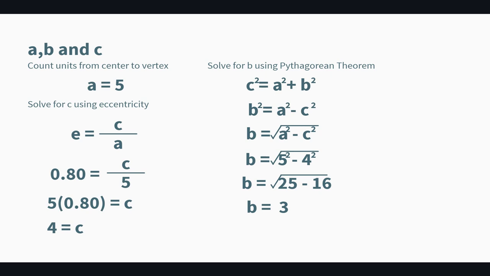Since e is equal to c over a, 0.80 is equal to c over 5. So 5 times 0.8 is equal to c, which is 4. So 4 is equal to c. Now, since we have the values of a and c, we can solve for b using the Pythagorean theorem. So, b squared would be equal to a squared minus c squared. So, b is equal to the square root of 5 squared minus 4 squared, which would give us 3. So, the value of our b would be 3.